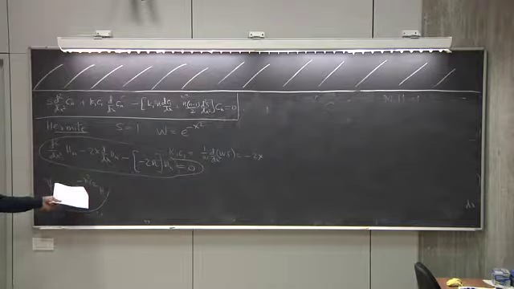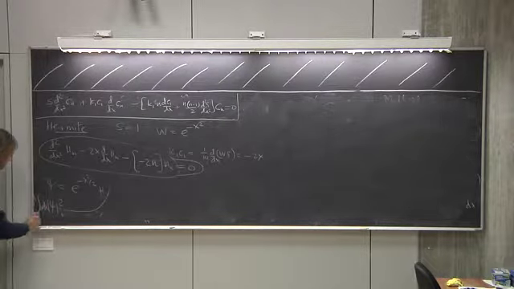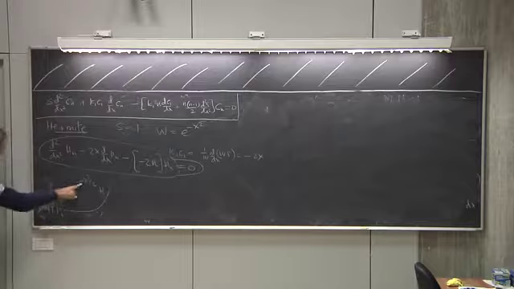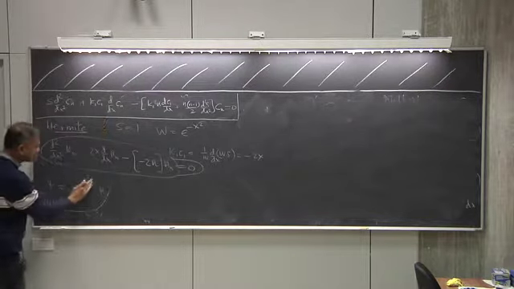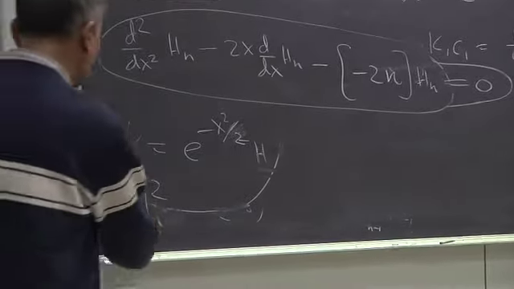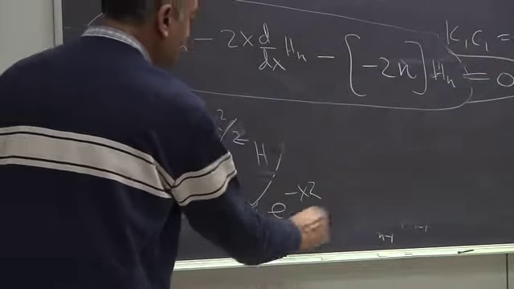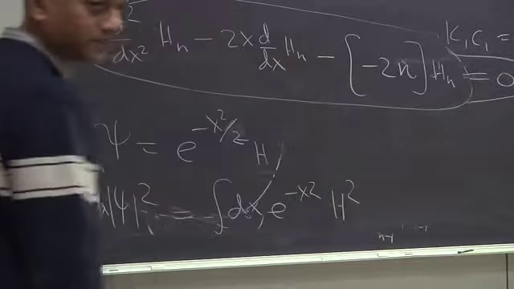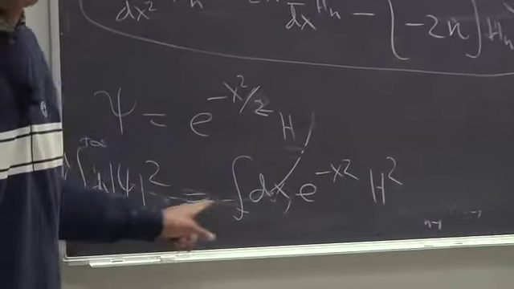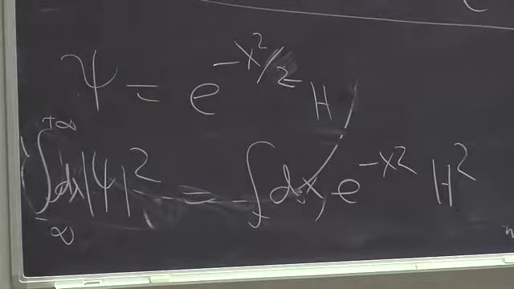And in fact, you see this gives you the weight function. For psi, it was simply the integral of psi mod square dx from minus infinity to plus infinity. With our normalization, the exponent should be just minus x square by 2. So psi square gives the integral dx of e to the minus x square, which is the weight function, times H square. So that weight function comes out naturally. Okay, so this was fine. Now let's look at Laguerre.